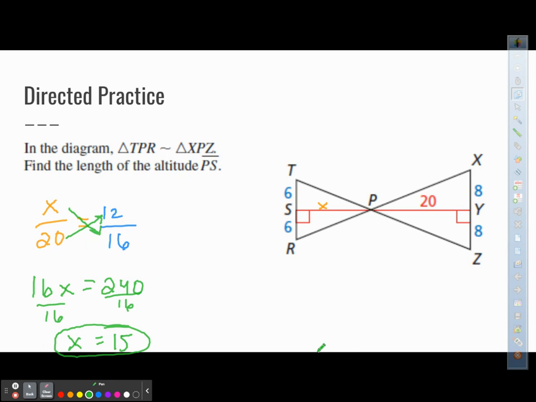Dang it, so I really thought it was going to be 10. So did I. Me too. You guys are wrong.